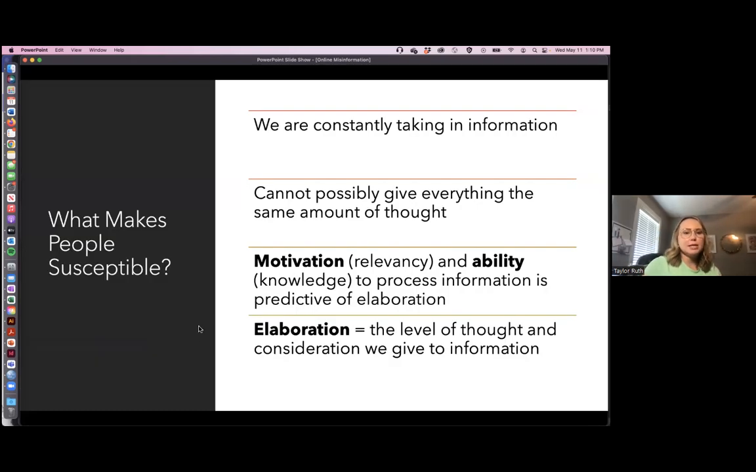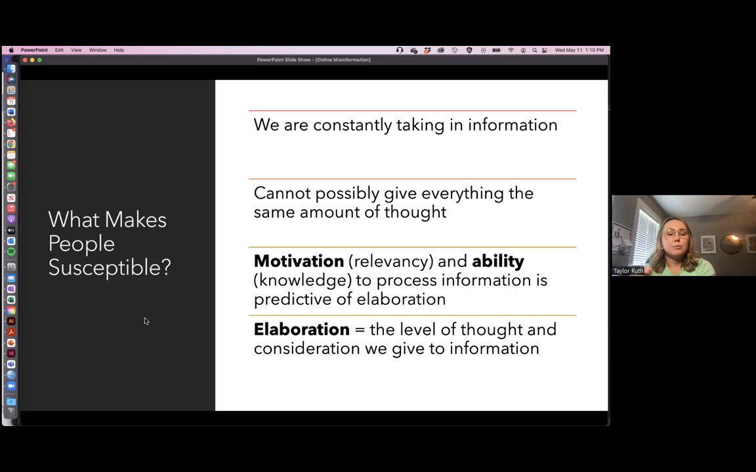Thinking about what makes people susceptible to this misinformation that we see online, I think we just have to realize we are constantly taking in information all day. We are seeing information on our phone, on the TV, web ads, posters. There's information all the time. There's no way we could possibly give the same amount of thought to every piece of information that we see.